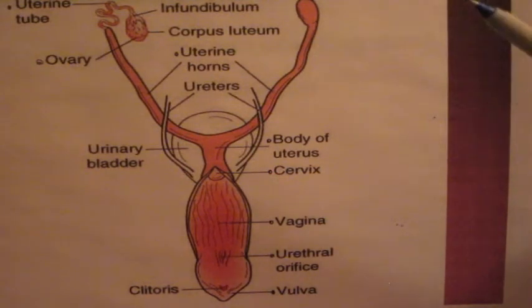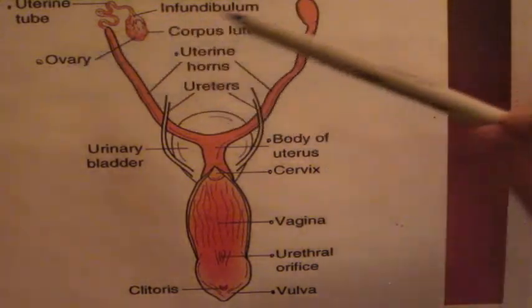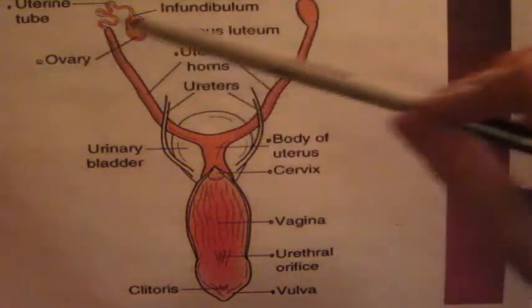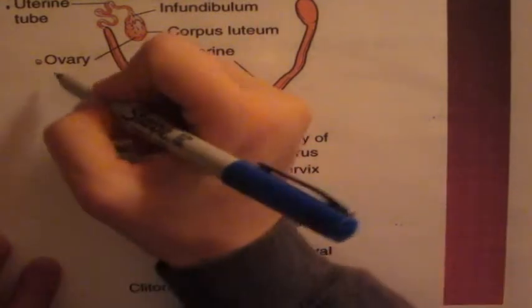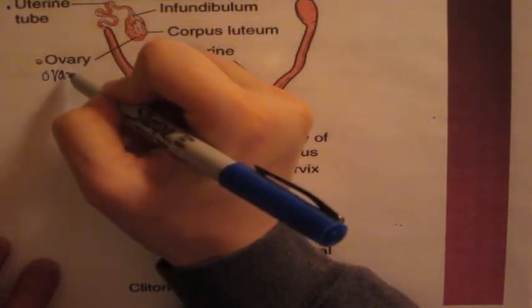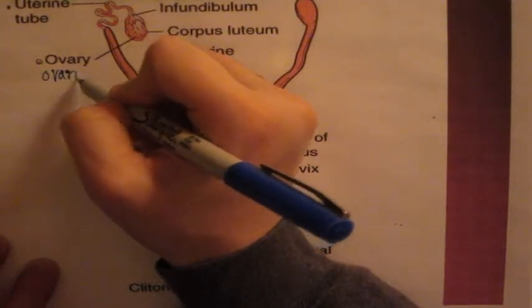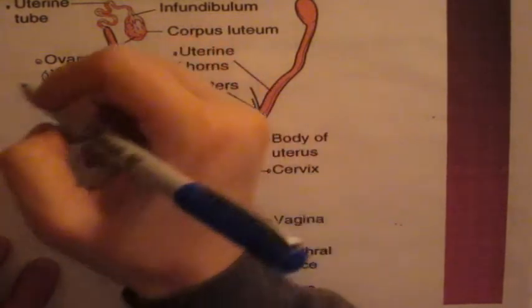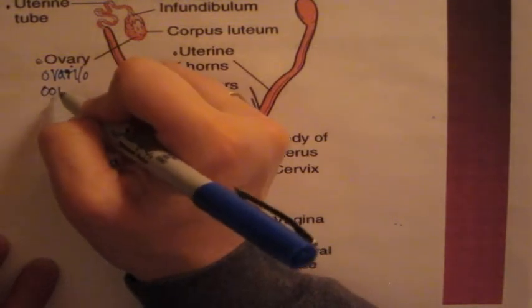The ovaries are a small pair of organs located in the caudal abdomen. Ovaries, the combining form for ovary is ovario. And the other combining form that we are going to talk about is oophoro.